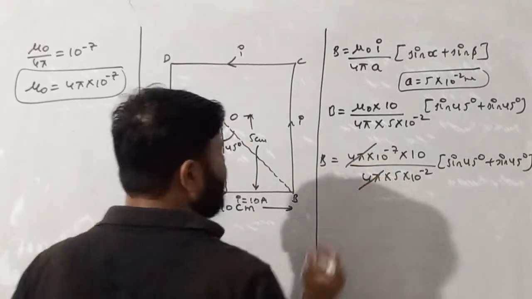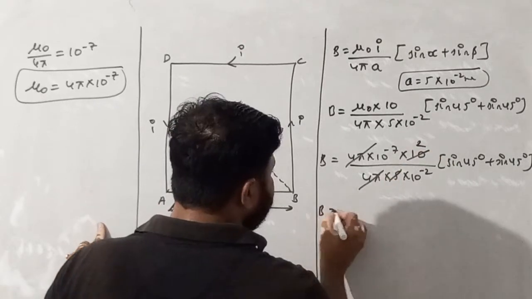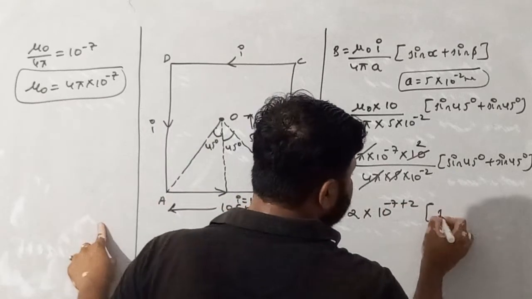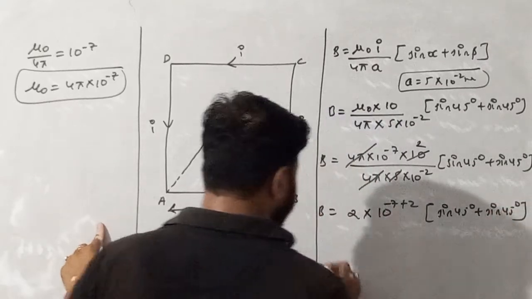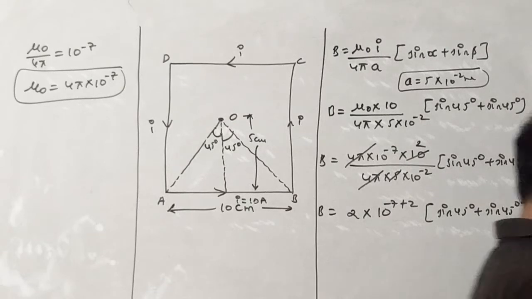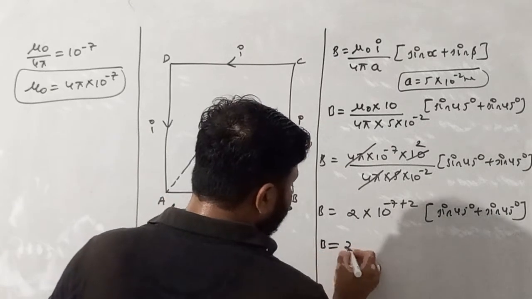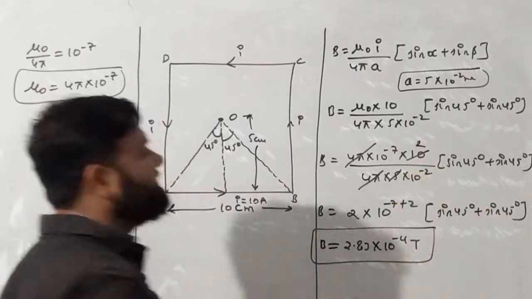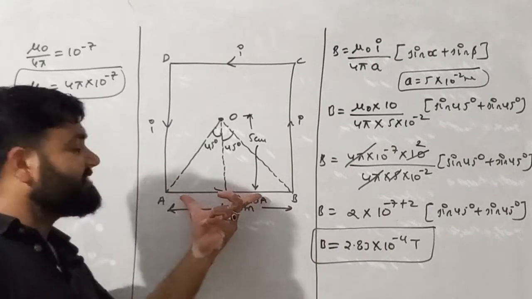So 4 pi gets cancelled, we'll get 5 twos are 10. So B becomes equal to 2 into 10 raised power minus 7 divided by 10 raised power minus 2, into sin 45 plus sin 45. Now put the value of sin 45. After putting the value of sin 45 and solving this, you will get the answer 2.83 into 10 raised power minus 4 Tesla. Now see my dear student, this is the value of magnetic field due to this single wire.